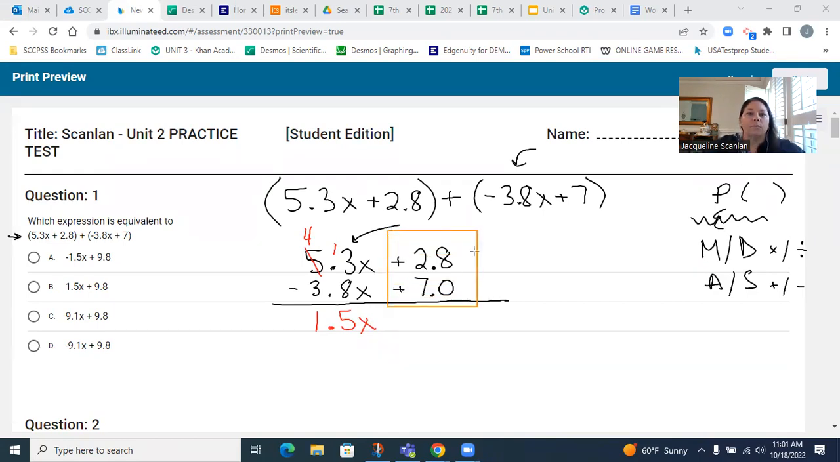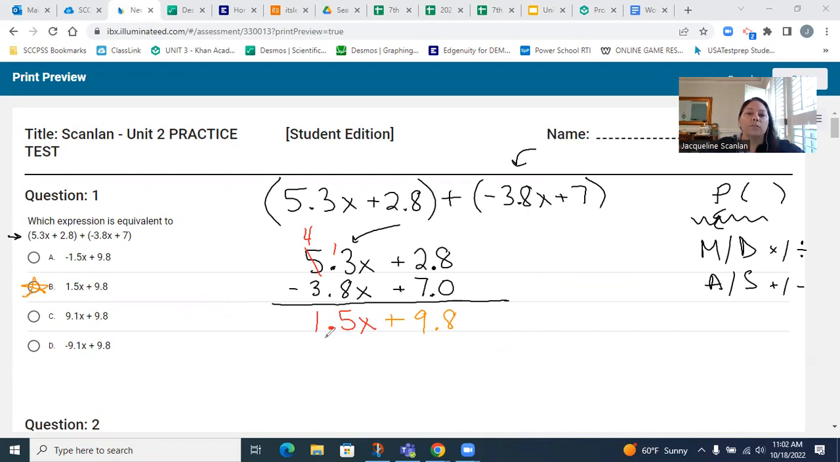I'm going to add together 2.8 plus 7.0. All right, so 8 plus 0 is 8, and 2 plus 7 is 9, and they were both positives, so my sign in between them should be a plus sign. So the answer is 1.5x plus 9.8.